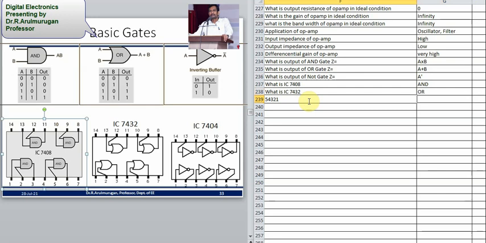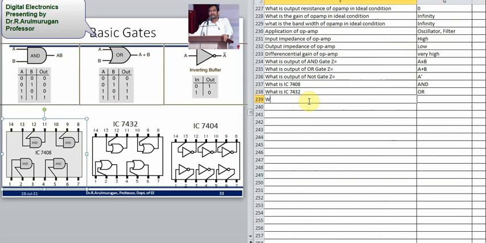Okay, so only 4 digits. So 4 digits means, 1 2 3, sorry, one I want to remove. So here, 7 4 3 2. So you are going to remember it.